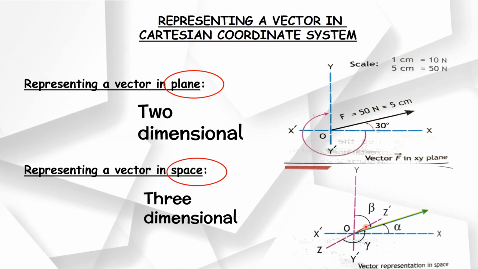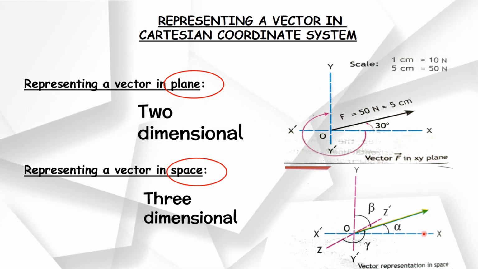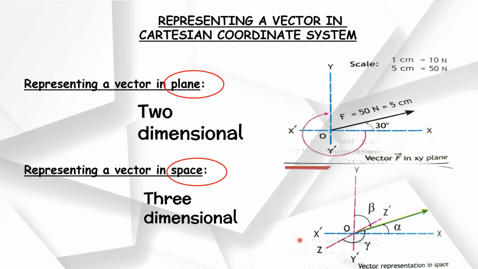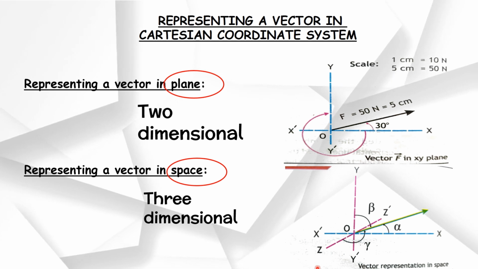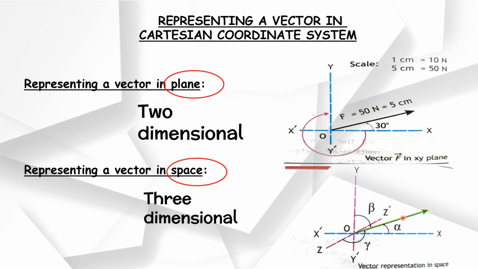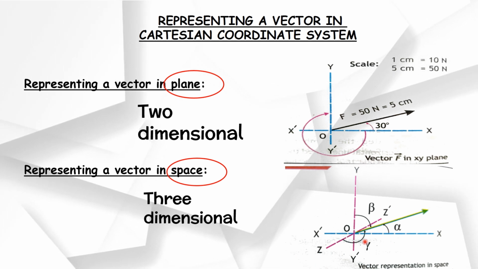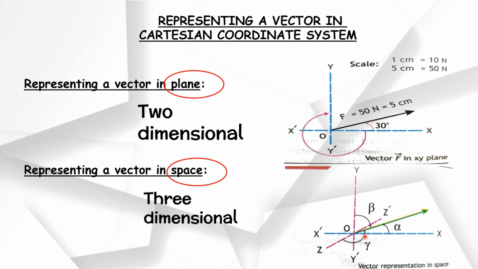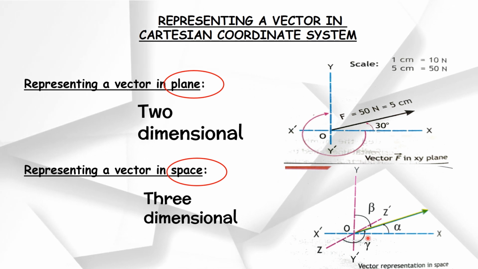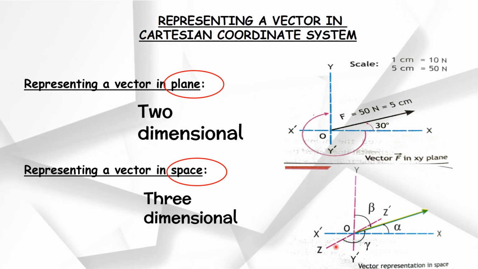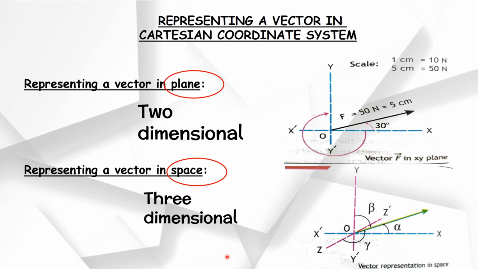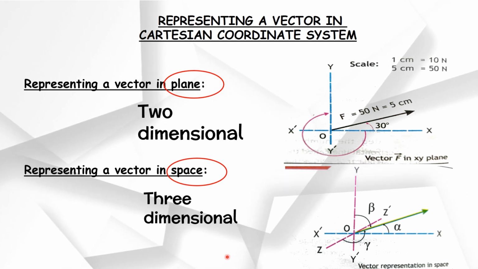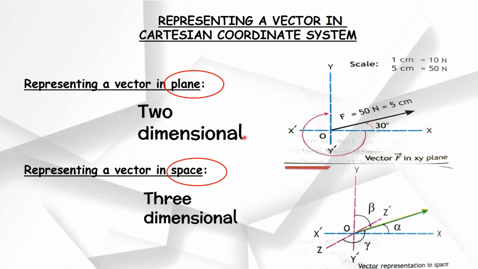To specify a vector in 3D space, we need to define its direction using three angles: alpha, the angle with the x-axis, beta, the angle with the y-axis, and gamma, the angle with the z-axis. These angles will help us locate the vector in 3D space.